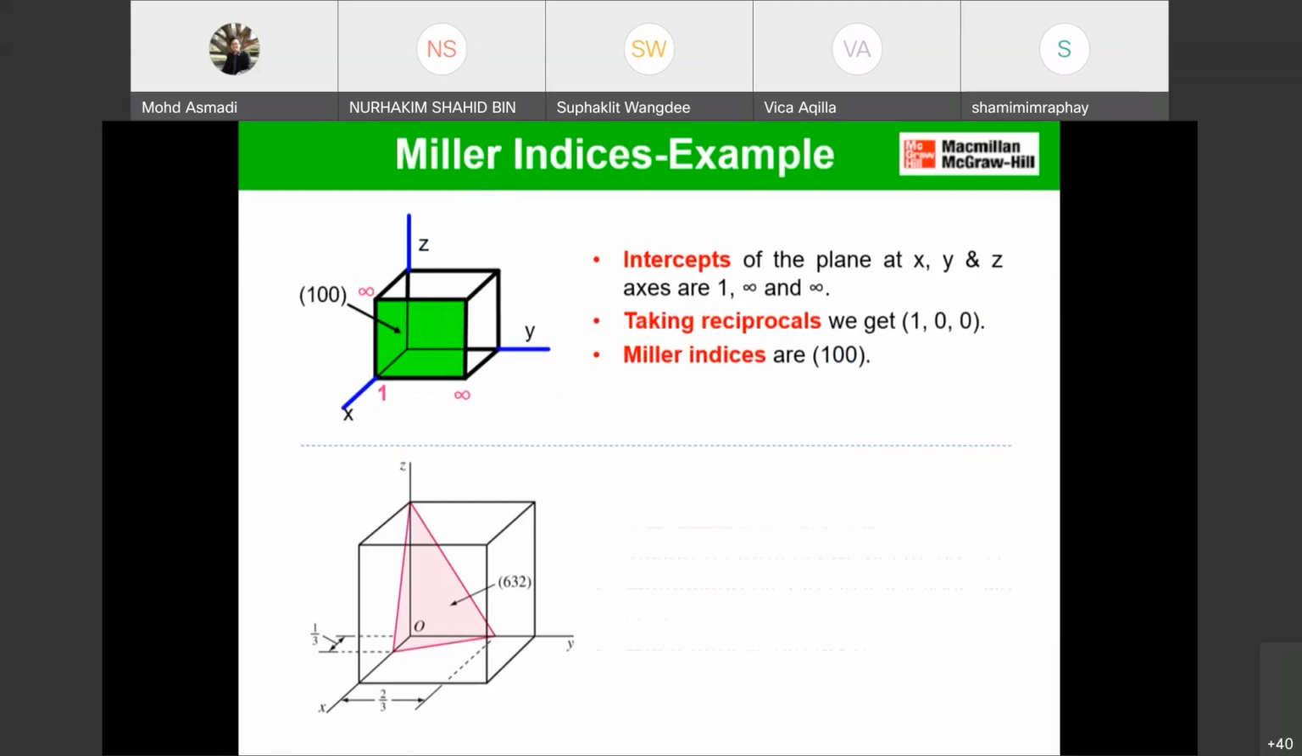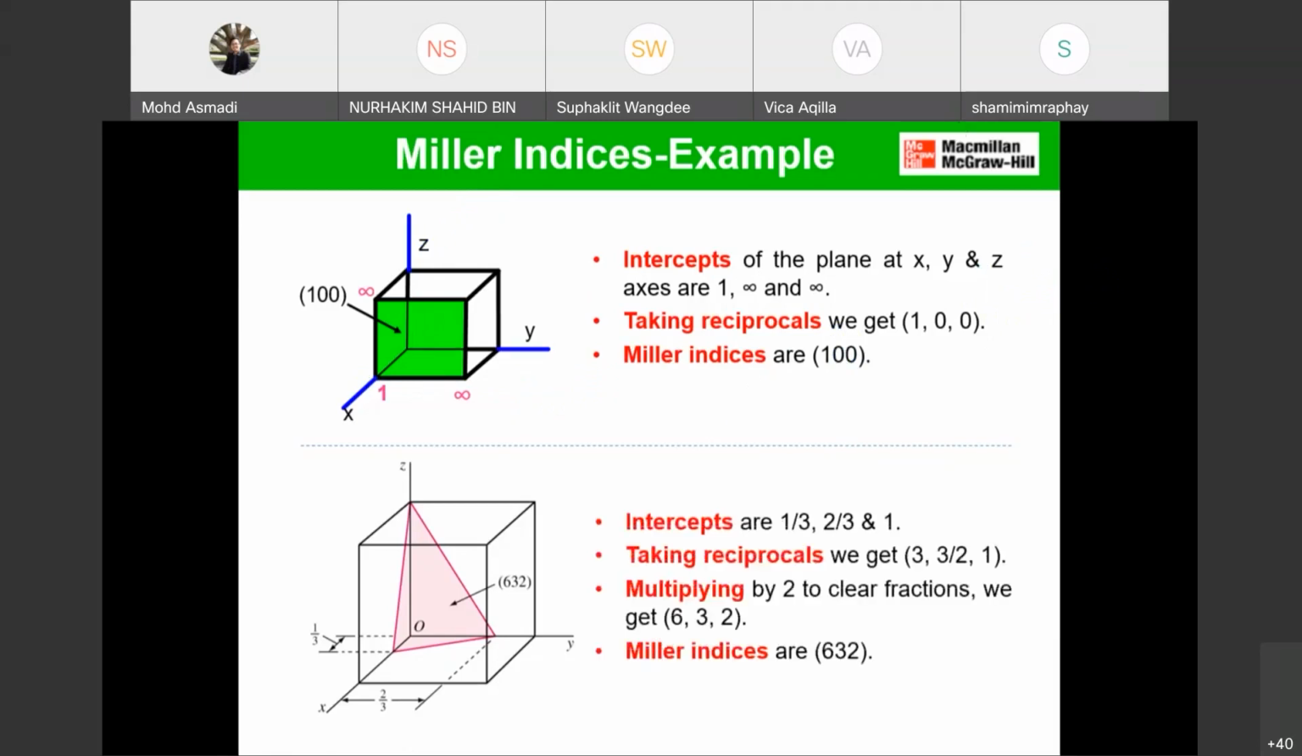So how about this one? The intercepts are already stated here: 1/3, 1/2. Then taking reciprocal, 3, 2, and make it integer: 6, 3. Okay, easy, right?